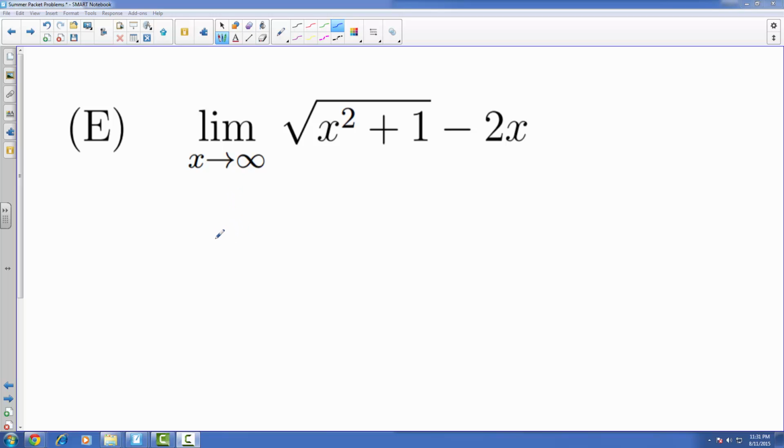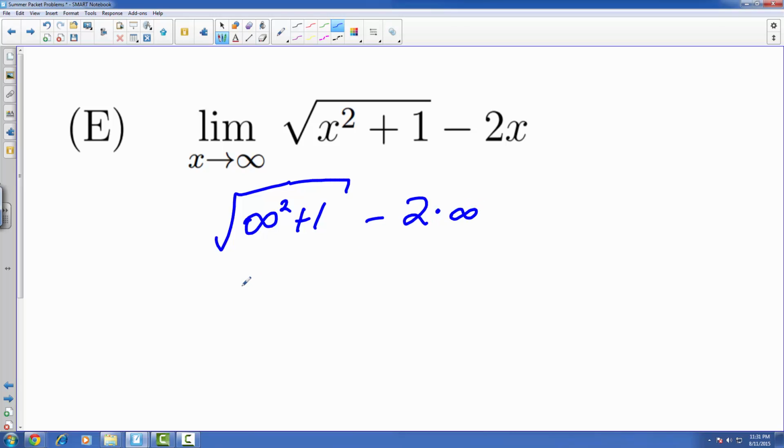with the square root of infinity squared plus 1 minus 2 times infinity. And so what happens here is you have infinity squared, which is infinity, plus 1. That's really not going to change anything. You still end up with infinity here. And then the square root of infinity is still infinity, and then minus 2 times infinity.